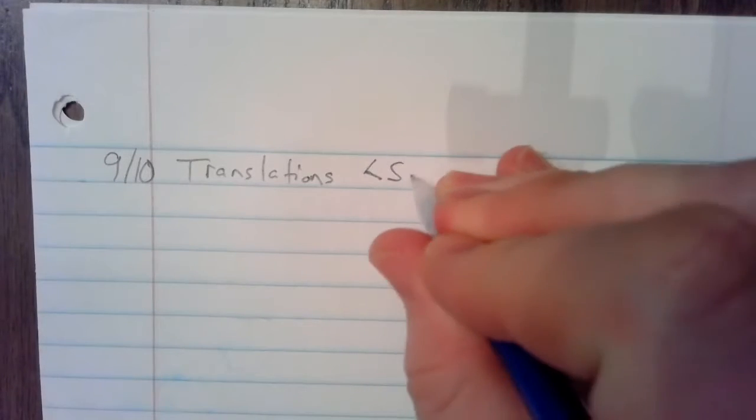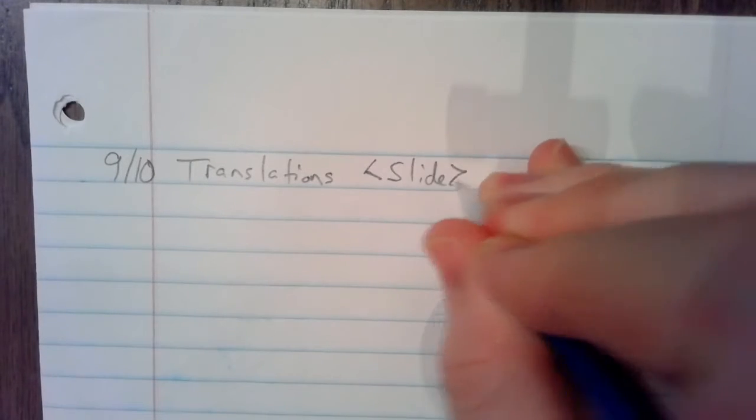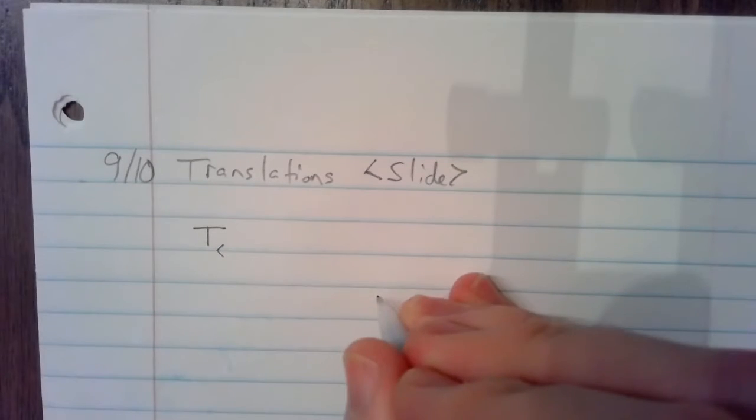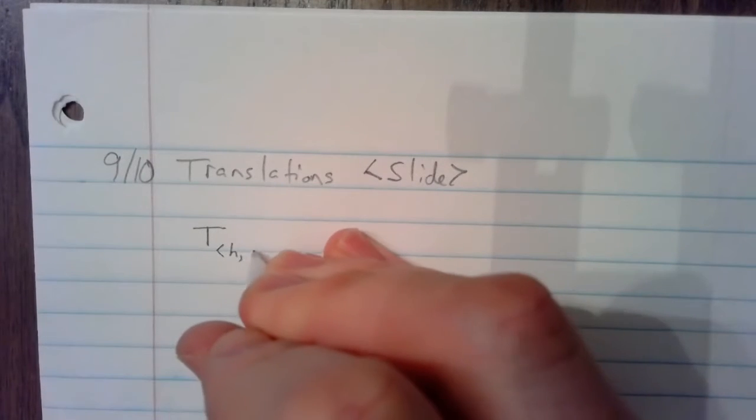Okay, so first let's talk about notation. You'll recall for reflections we use a capital R. For translations we're going to use a capital T. Now for the subscript, we're going to use a vector. This kind of less than symbol here is more like a bracket, like a parenthesis. And we're going to have H, comma, K. Again, it could be AB, it could be XY, it could be anything, but I like to use HK.